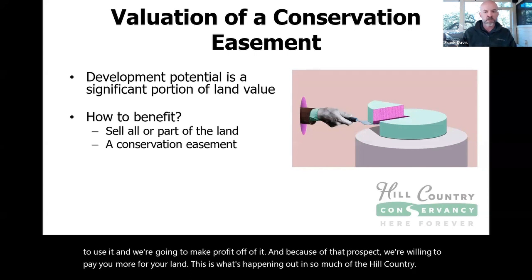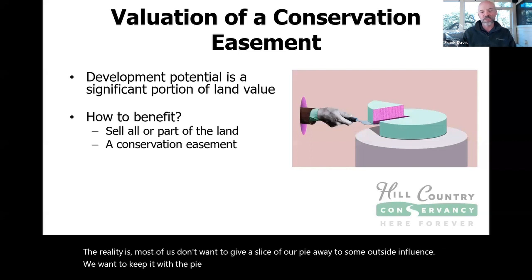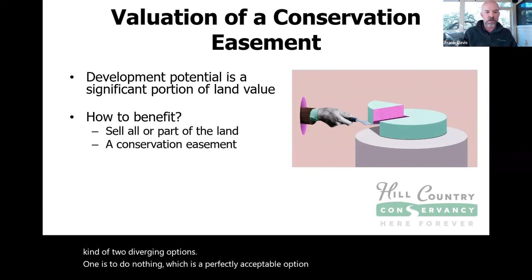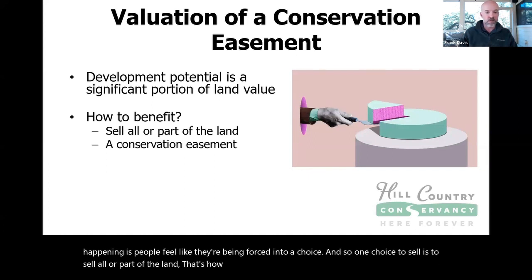The reality is most of us don't want to give a slice of our pie away to some outside influence. We want to keep it with the pie so that we can enjoy it intact, if you will. So you really have these kind of two diverging options. One is to do nothing, which is a perfectly acceptable option for many reasons. But what's often happening is people feel like they're being forced into a choice. And so one choice is to sell all or part of the land. That's how you unlock some of that value. And then the second choice is through a conservation easement.